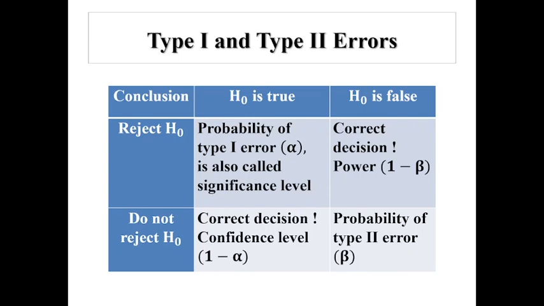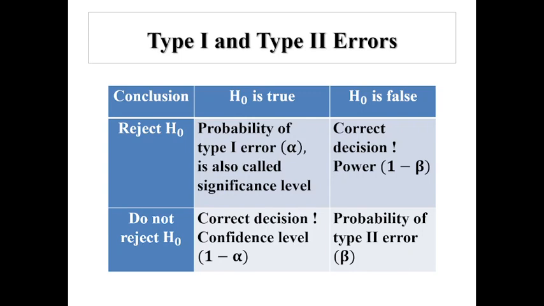Okay? So we have two conclusions. One is reject the null hypothesis, the other one is do not reject the null hypothesis. And actually, there are two situations. One is the null hypothesis is true, the other one is the null hypothesis is false. When we do hypothesis testing, we really don't know whether the null hypothesis is true or false. Otherwise, we wouldn't have to do hypothesis testing. If I already know this is the truth, then the other one should be false. So I don't know whether the null hypothesis is true or not. Therefore, it comes out with two situations.